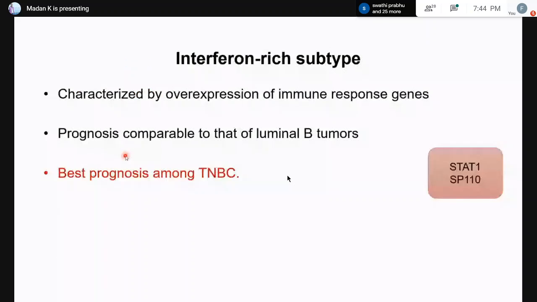Moving on to the other less known subtype, that is the interferon-rich subtype. These are characterized by overexpression of immune response genes, and this has the best prognosis among the triple negative breast cancer types.